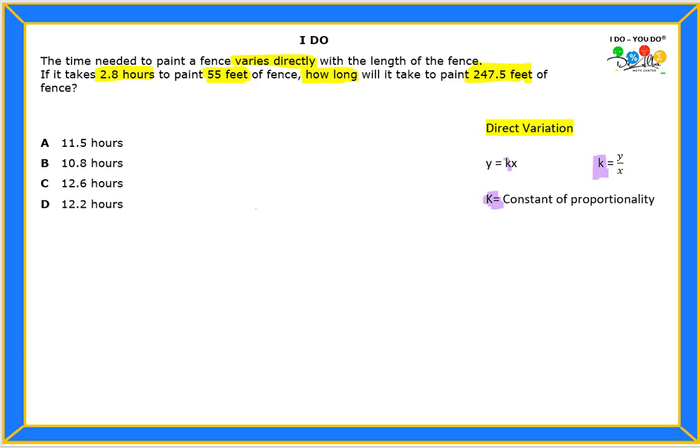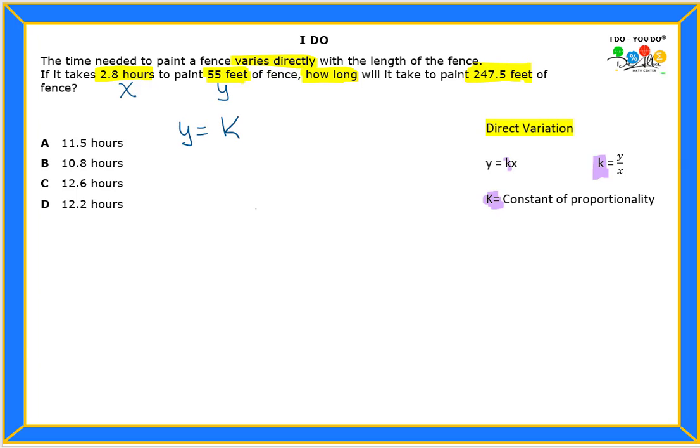So let's go back to the problem. So the question here is, what is X and what is Y? Well, remember, the more hours that this person is working, the more fence they're going to paint. Therefore, the hours is going to be X, right? And the 55 is going to be your Y because that's the feet, right? So now I determine X and Y, so we can go ahead and write down my equation.